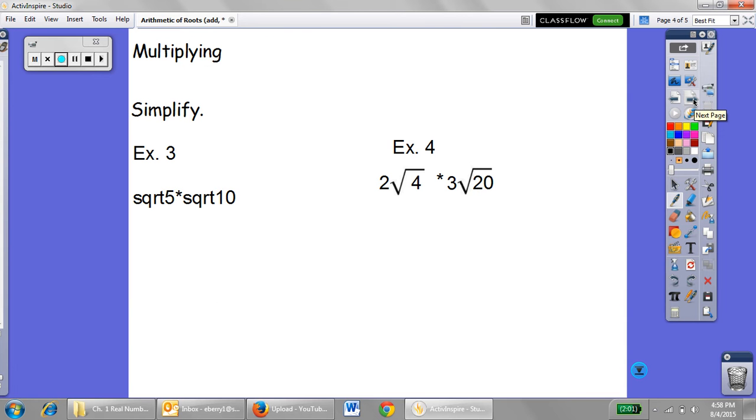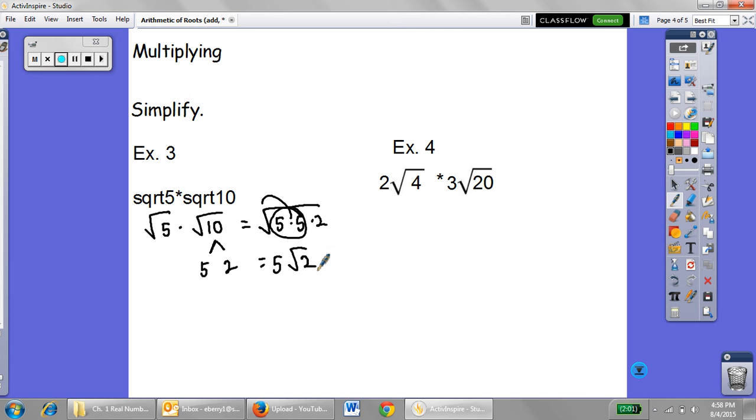Now let's look at multiplying. The square root of 5 times the square root of 10. So what we can do here, if you can, simplify those numbers first. 10 is 5 times 2. So now we're going to write that all underneath one square root sign. So the square root of 5 stays. That can't be broken down. The square root of 10 is 5 times 2. I see a pair of 5, so I get to bring that out, and you get 5 square root 2 as the final answer.